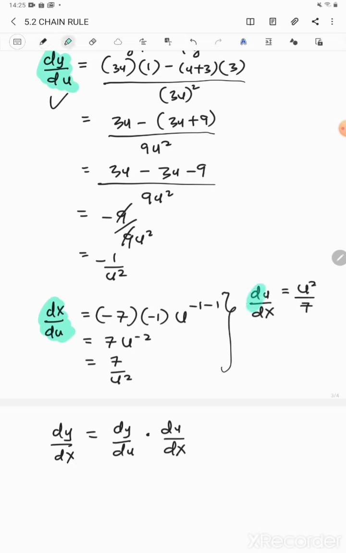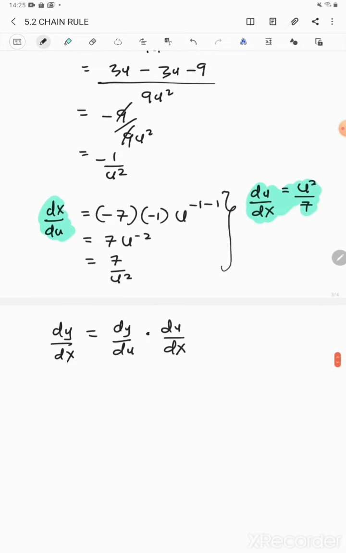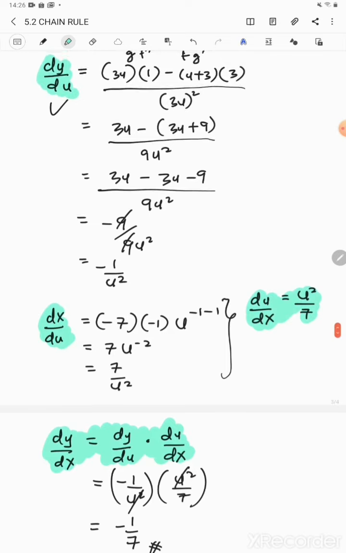So you have to take this one to substitute into the function, right? Since this one in the function, we have du over dx. Substitute into the function. Now we have here dy over du, negative 1 over u square multiply with u square over 7. So now you can simplify. The answer is negative 1 over 7. That's all. This is the solution. So that is where you apply this formula. I hope you understand.